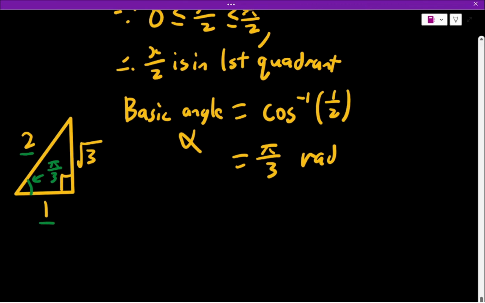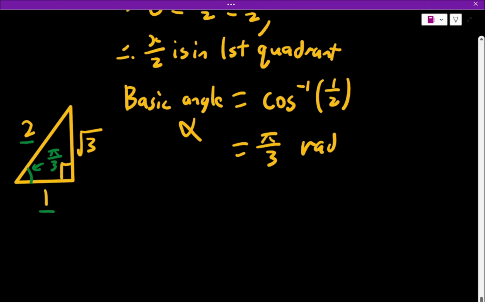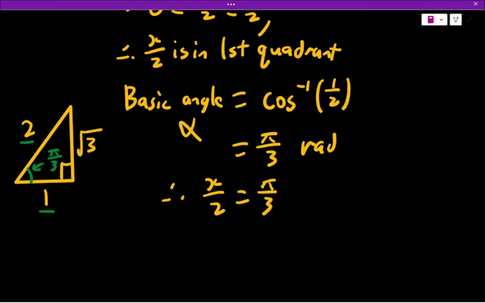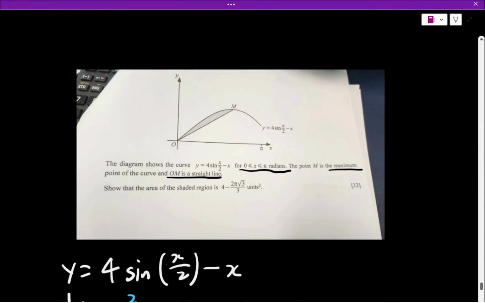Actually, we're done, because it must be in the first quadrant, so therefore x over 2 is equal to pi over 3. There are no other considerations, because it's not in any other quadrant. So therefore, x is equal to 2 pi over 3. So this is going to be our point M. So this is going to be 2 pi over 3 and then something.